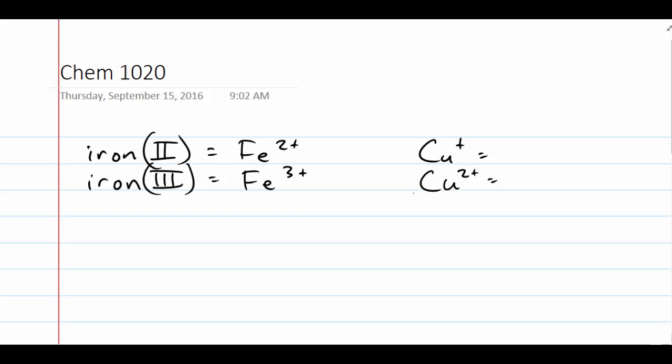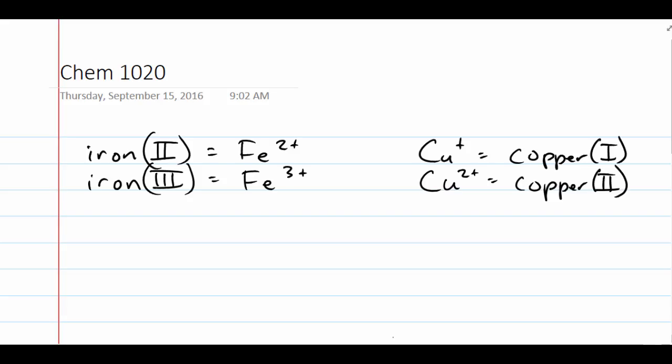What do you suppose we call this first one? Copper 1, and we call this one? Copper 2. And then we need to be able to write Roman numerals, so copper 1 would be written like this, the Roman numeral 1, and copper 2 then would be written like this.